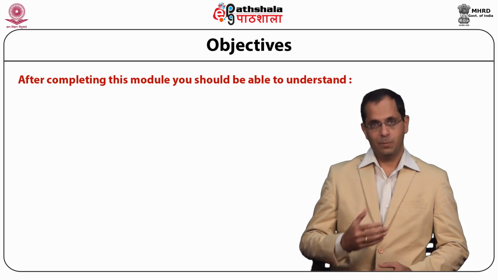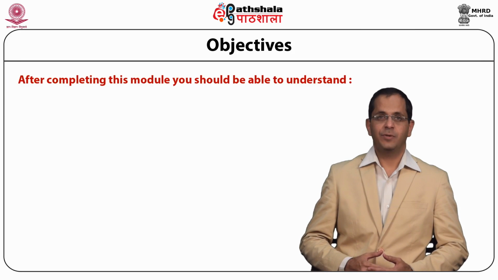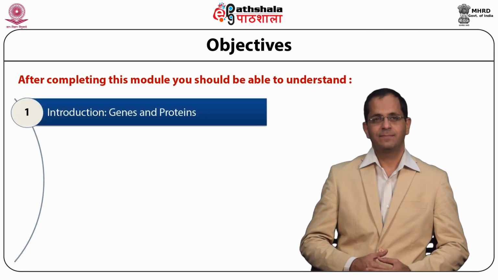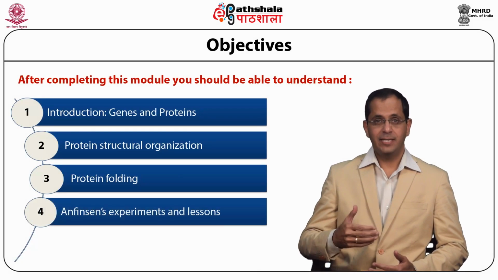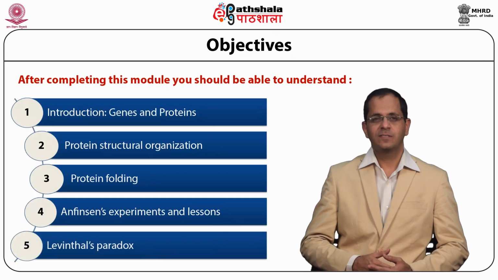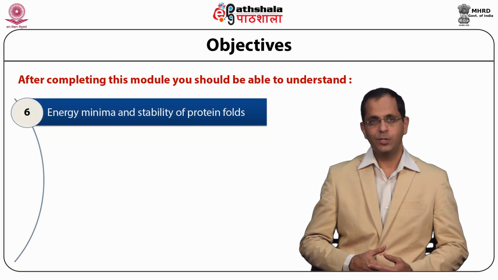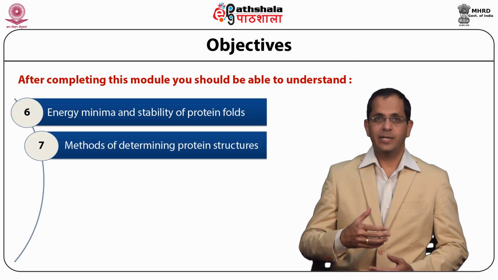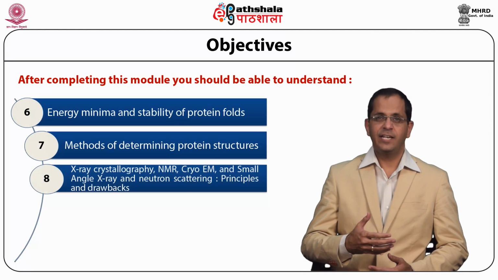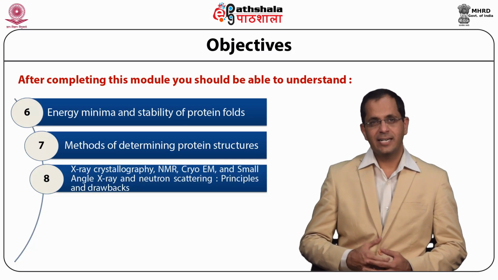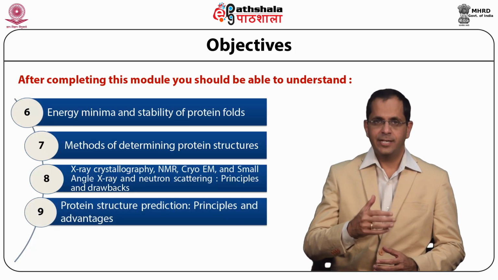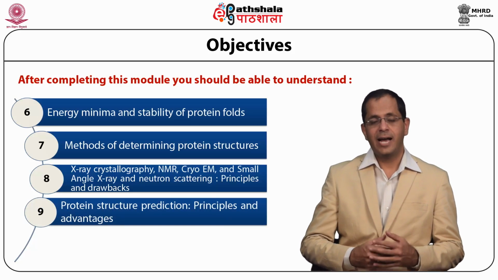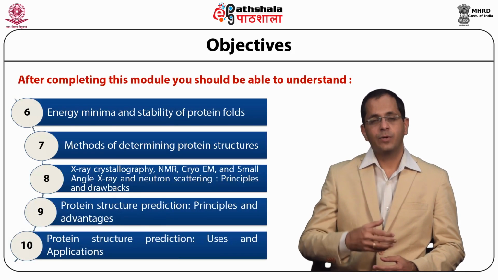After completing this particular module, you should be in a position to understand genes and proteins, protein structural organization, protein folding, Anfinsen's experiments and lessons, Levinthal's paradox, energy minima and stability of protein folds, methods of determining protein structures, X-ray crystallography, the essentials of NMR, Cryo-EM, small angle X-ray and neutron scattering, their principles, advantages and disadvantages, protein structure prediction, the principles and advantages, and the uses and applications of protein structure prediction.